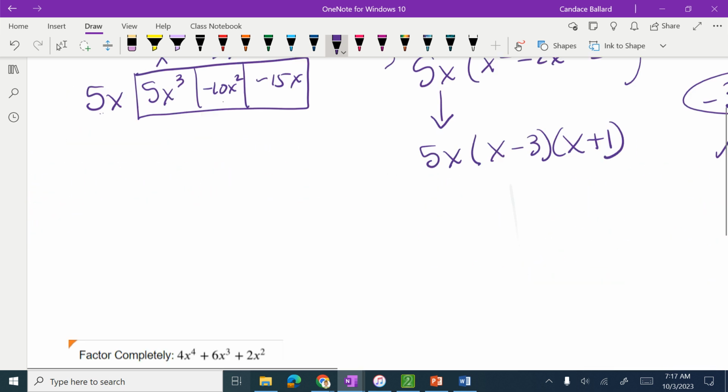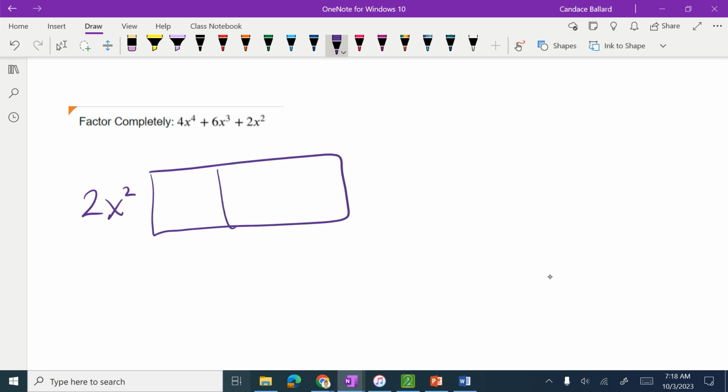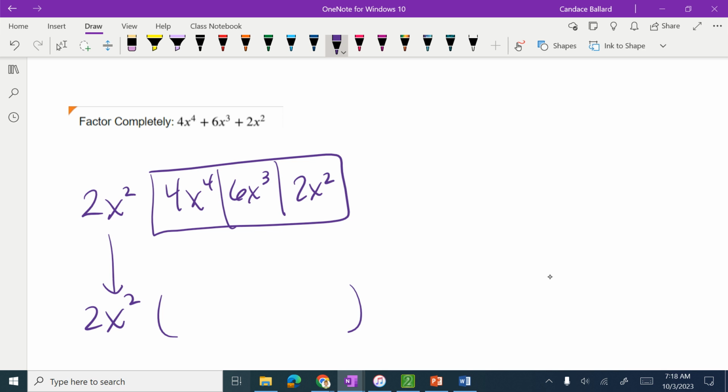The second factoring completely problem is this one. So I'm looking for the greatest common factor again. I want the biggest number I can pull and then the variable with the smallest exponent. So it looks like 2x squared is what's coming out. And I could use the box, or I could just do this without the box. I'm going to put it below, I think. Okay, always make sure you keep dropping the greatest common factor.